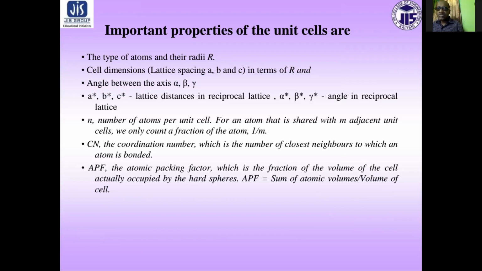Cn represents the coordination number, which is the number of closest neighbors to which an atom is connected. APF, that is the atomic packing factor, is the fraction of the volume of the cell that is actually occupied by the hard spheres. And APF is defined as the sum of atomic volumes divided by the volume of the cell.